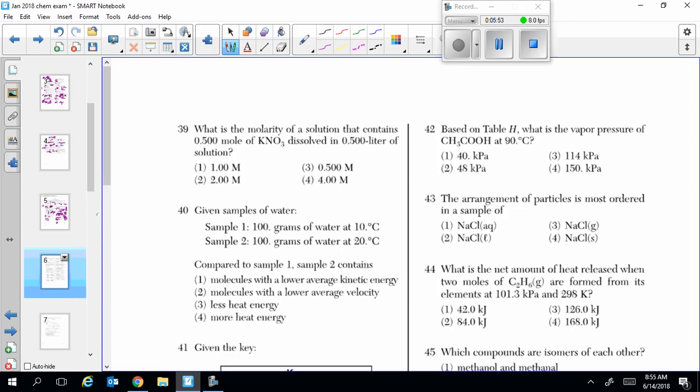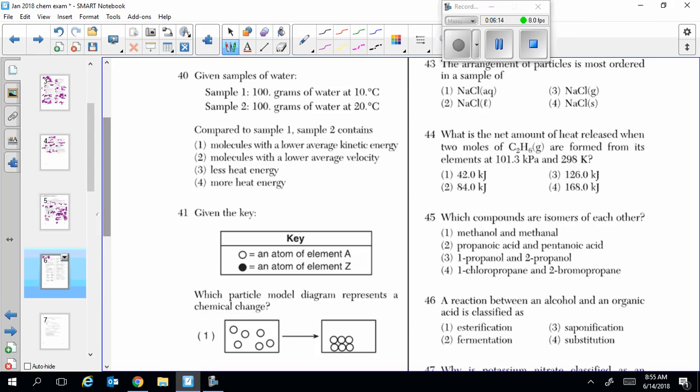What is the molarity of a solution that contains 0.5 moles dissolved in 0.5 liters? So I go to table T and I look up the molarity. Molarity is equal to moles over liters. So I have 0.5 divided by 0.5. That would give me 1.0 molar solution.